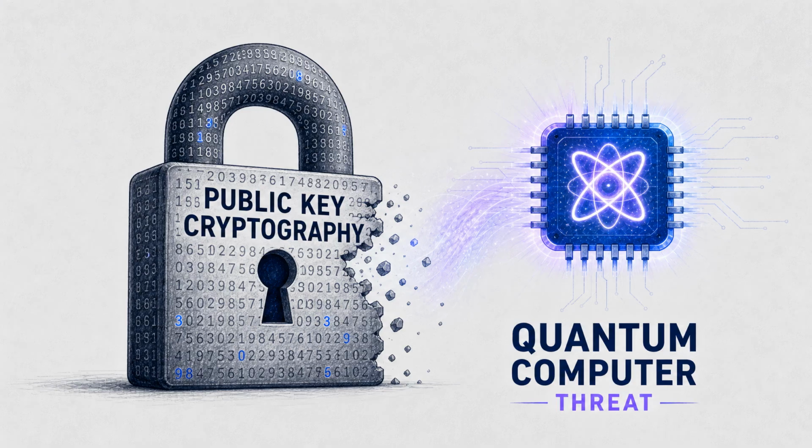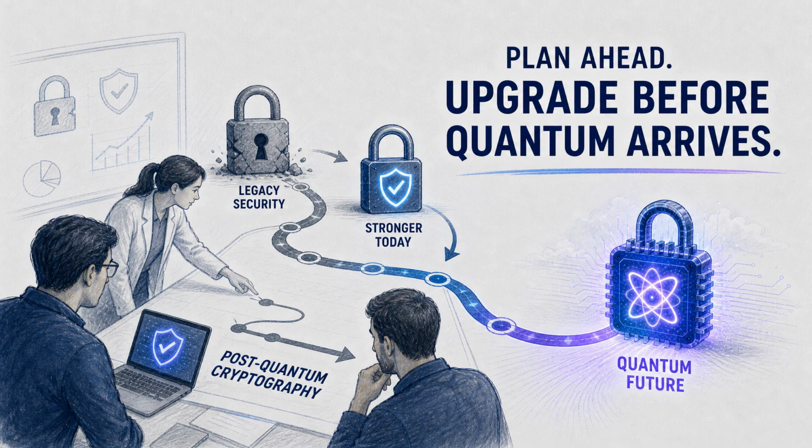One famous example is factoring very large numbers. Some public key cryptography relies on the fact that classical computers struggle to reverse certain math problems at huge sizes. A large, error-corrected quantum computer could threaten some of those systems. That does not mean today's passwords suddenly vanish.